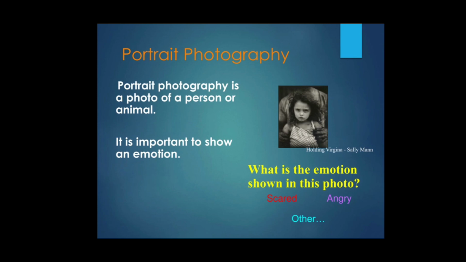Portrait photography. Portrait photography is a photo of persons or animals. It is important to show emotions. For example, what is the emotion shown in the photo? Scared, angry, others. They are all seen from a point of perspective in the image.